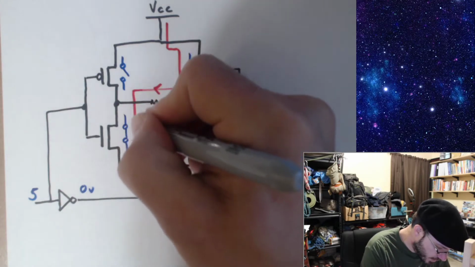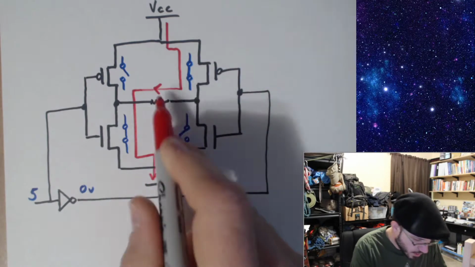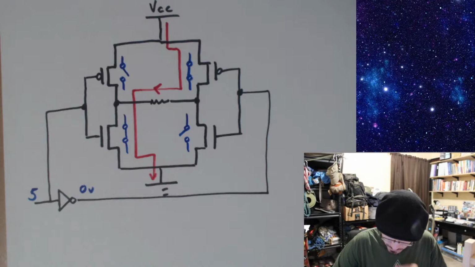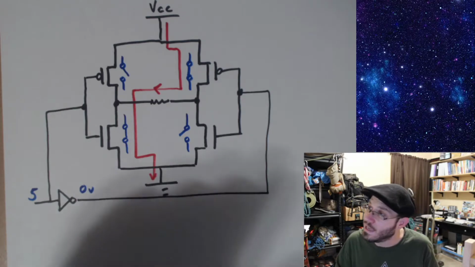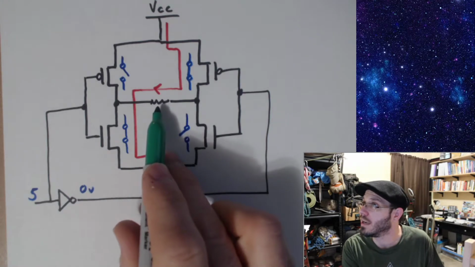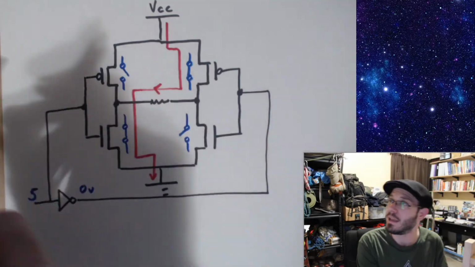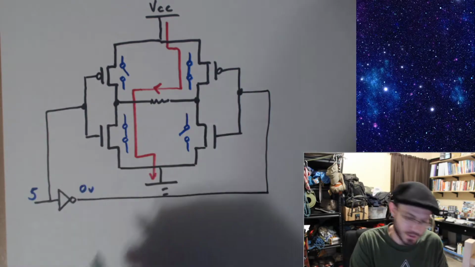Current always flows from a higher voltage to a lower voltage. Current's going through that direction. Okay, what happens if I want to change the direction of the motor? In other words, what happens if I want my current, instead of going from right to left, to go from left to right? I just change this 5 volts to a 0 volts.